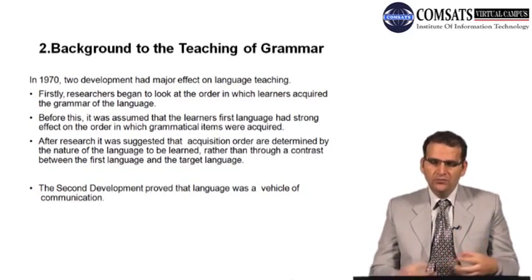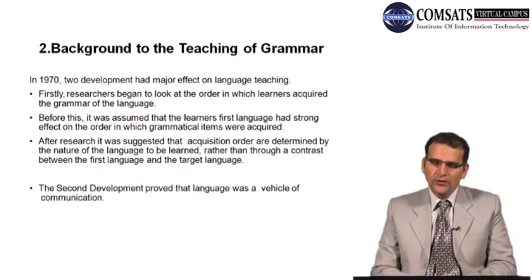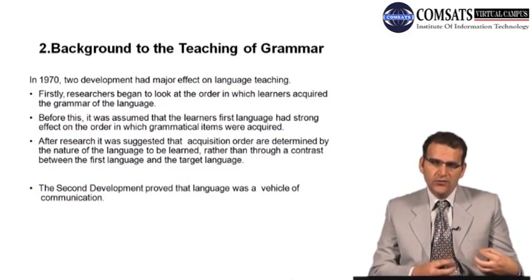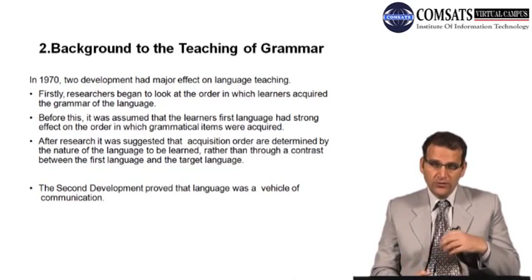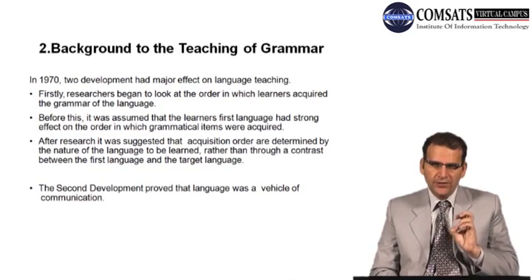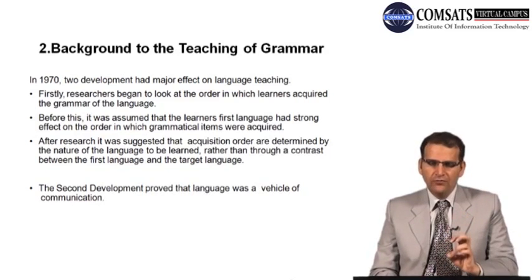Before this, it was assumed that the learner's first language had a strong effect on the order in which grammatical items were acquired. You see that, of course, when you learn a second language, a foreign language, your first language has a strong effect on it. This was an assumption then. And after research, it was suggested that acquisition order is determined by the nature of the language to be learned, right?